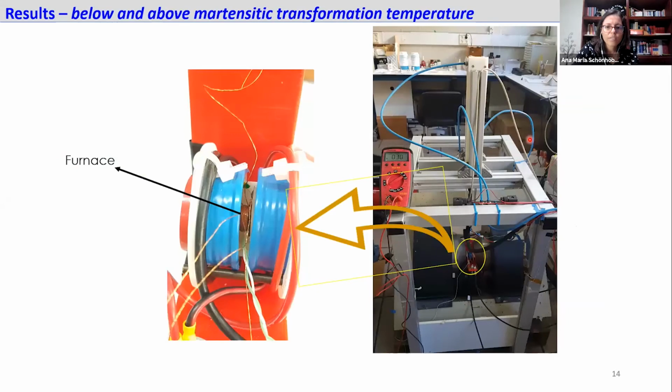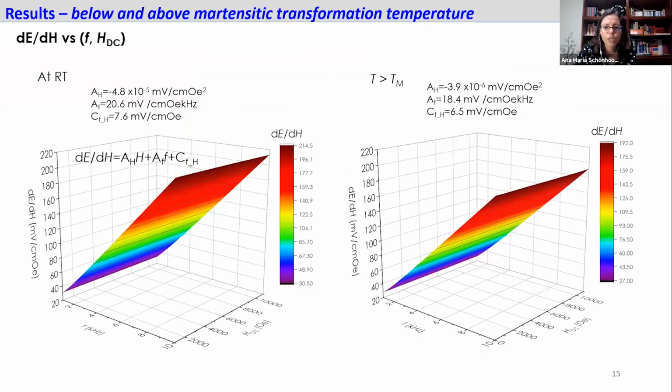So the next step was heating up the composite up to 37 degrees Celsius by using a small coil as a furnace. Here you can see the coil. Inside is the composite. And we analyzed the magnetoelectric coefficient, which is this differential, as a function of frequency and magnetic field at room temperature and at temperature above the martensitic transformation temperature.